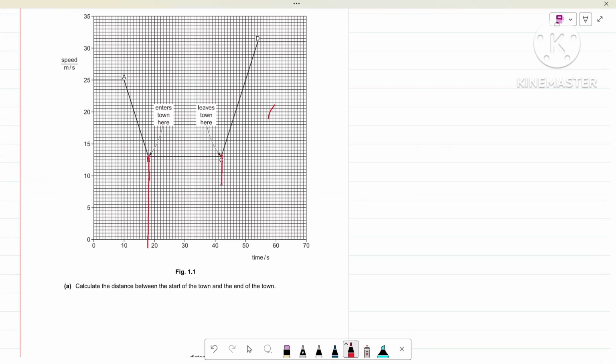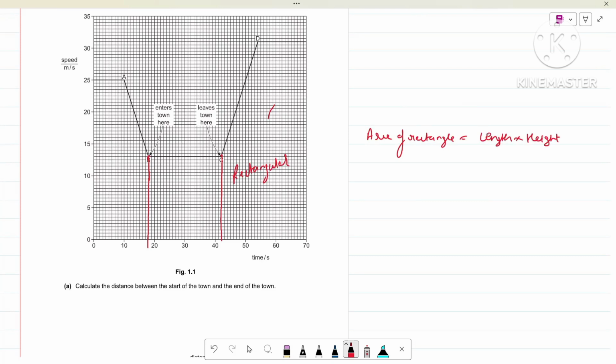Now for solving these types of questions, first of all, we will look at the shape of the graph. So what is the shape? This shape is rectangular. And we know that the area of a rectangle is given as base length into height.